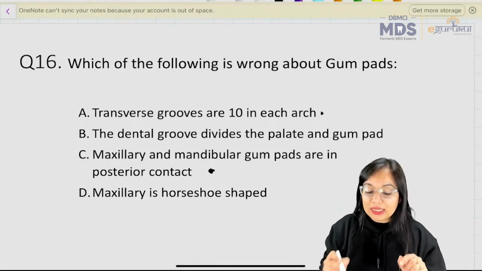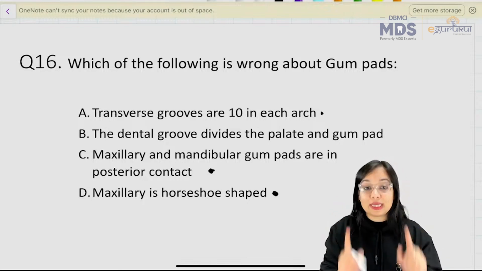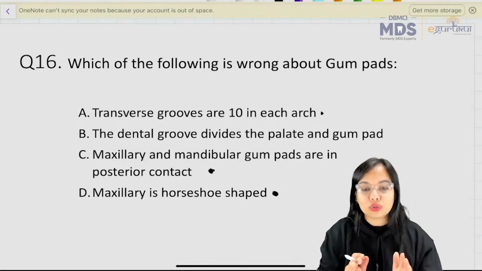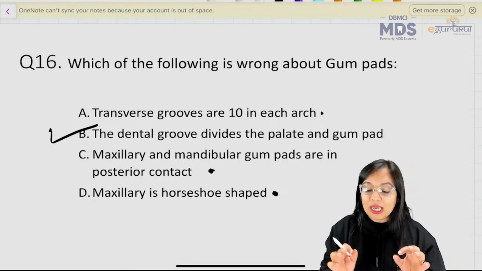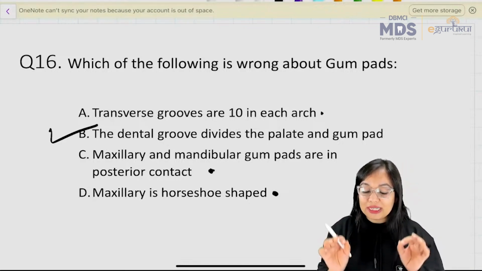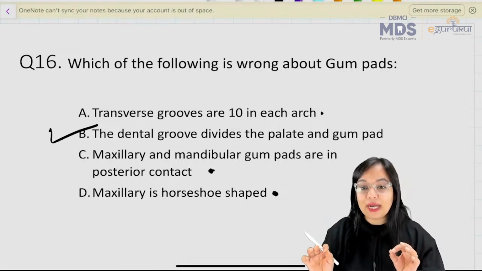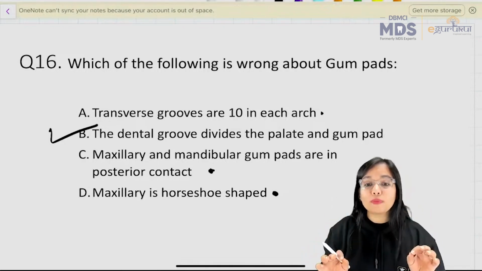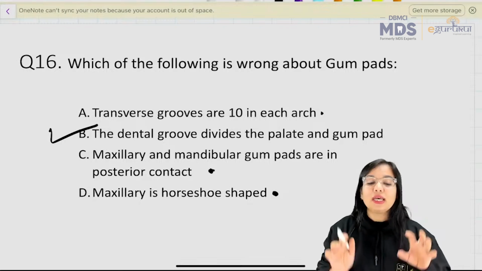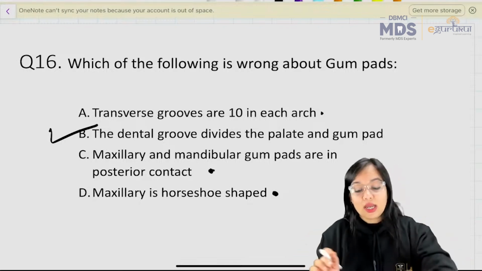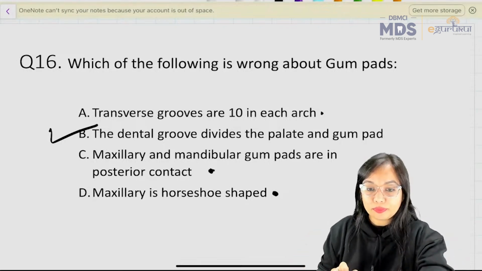The maxillary arch is a horseshoe shaped arch. Yes, the maxillary arch is a horseshoe shaped arch. So that's also a correct answer. But option B, that the dental groove divides the palate and the gum pad, is the wrong option. That's the gingival groove. So option B is the wrong statement, and that becomes the correct answer. I hope that is clear to you all.